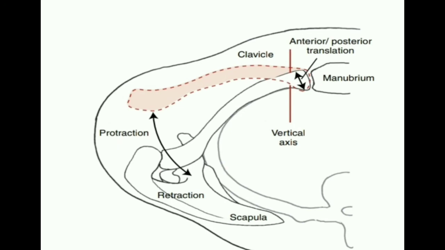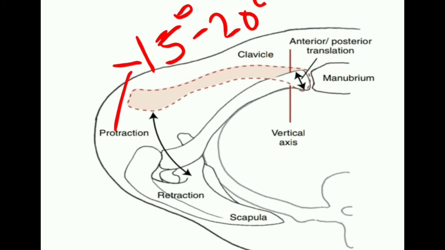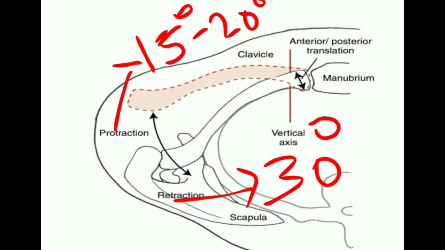So what is the normal range of protraction and retraction? For protraction, 15 to 20 degrees. And for retraction, approximately 30 degrees is the range of motion.